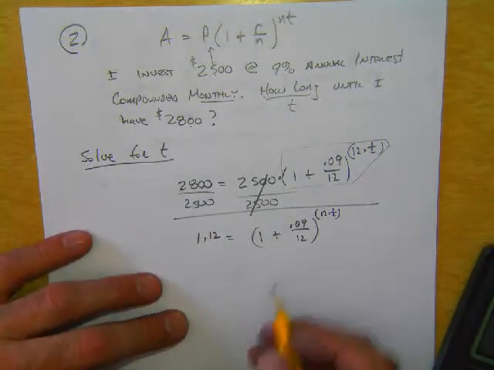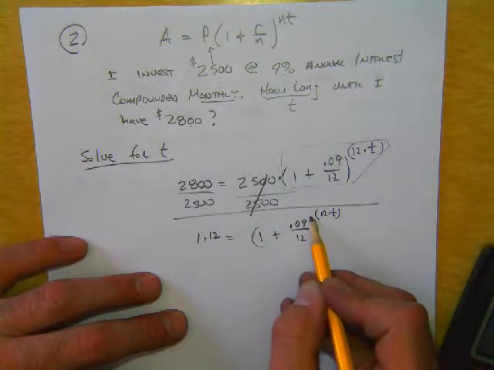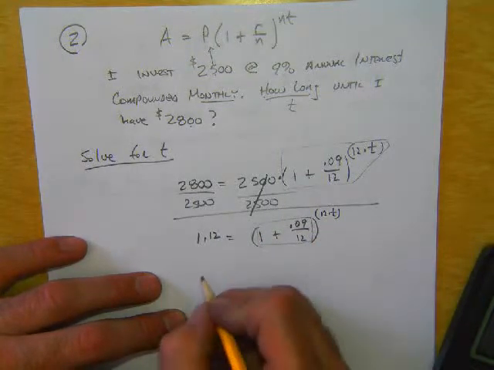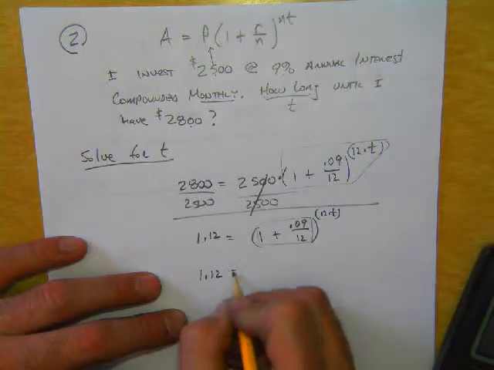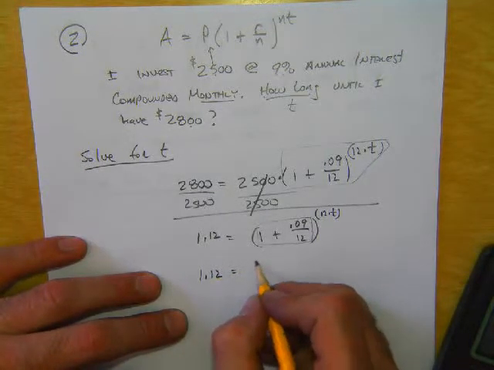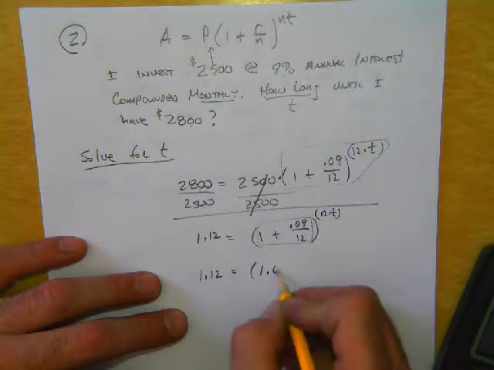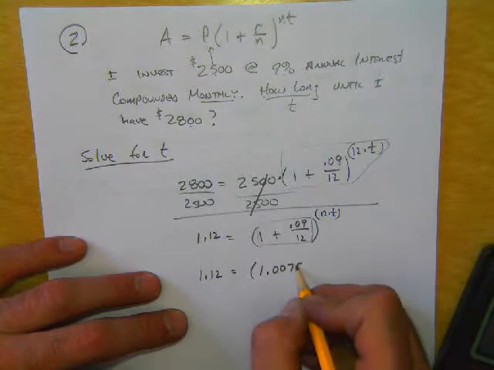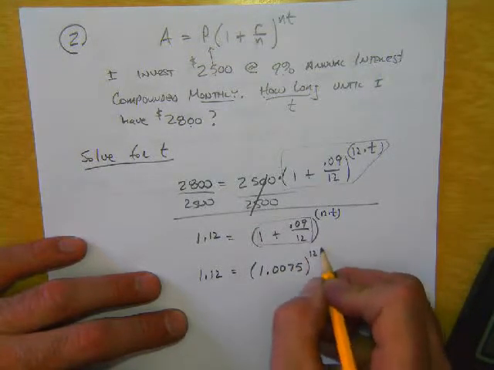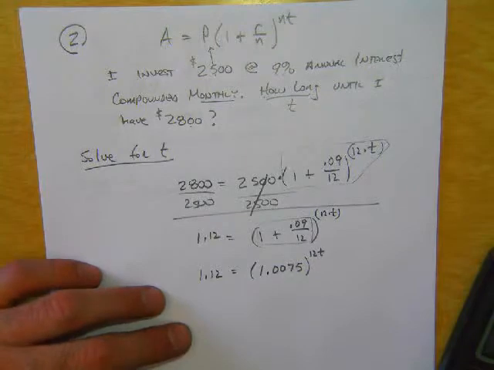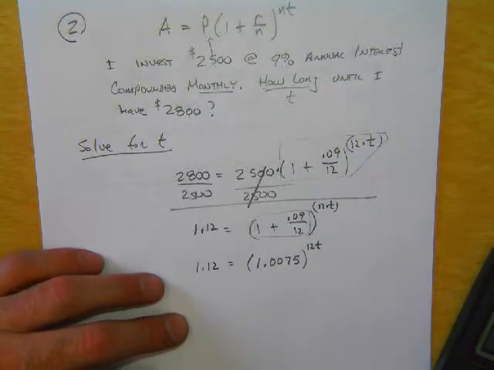Now the next thing that I'm going to do is this chunk in here, I can calculate that and get a number. So I'm going to do that on my calculator, and I'll find that that's 1.0075 to the 12t. Now we're kind of stuck here for a moment until we remember some math from Algebra 2.